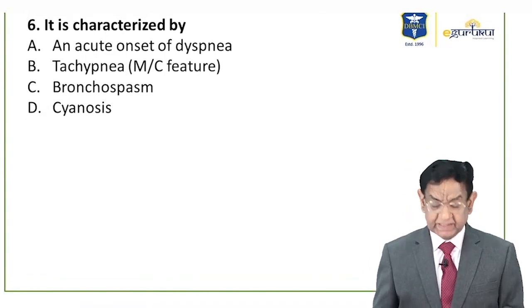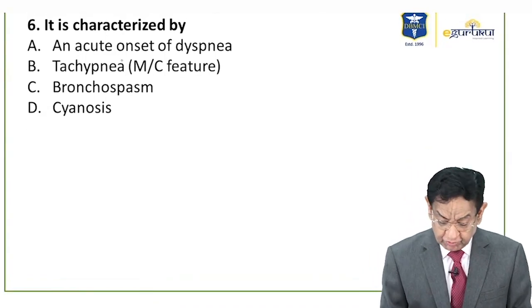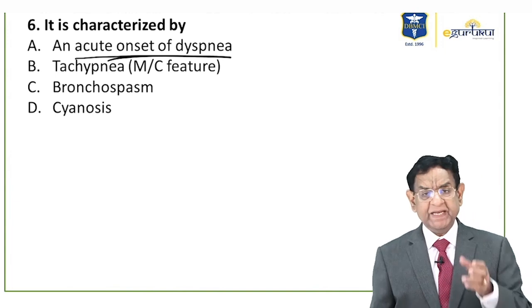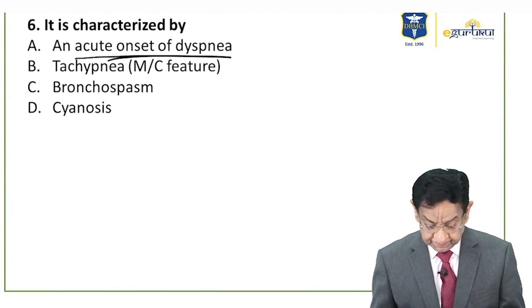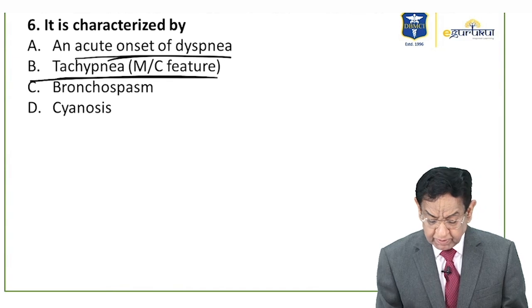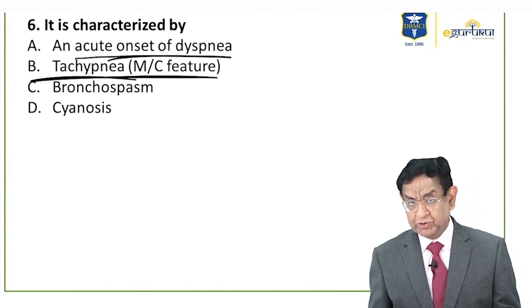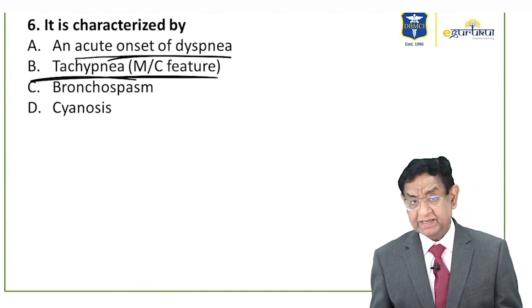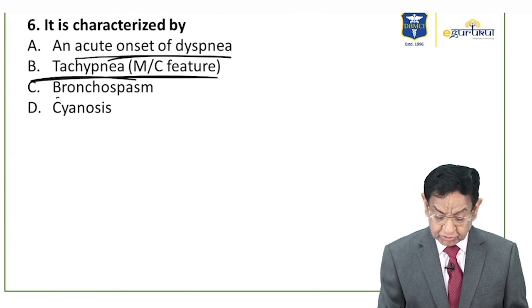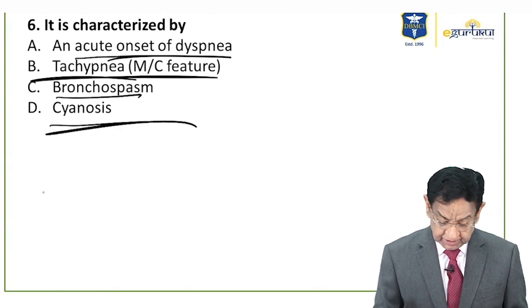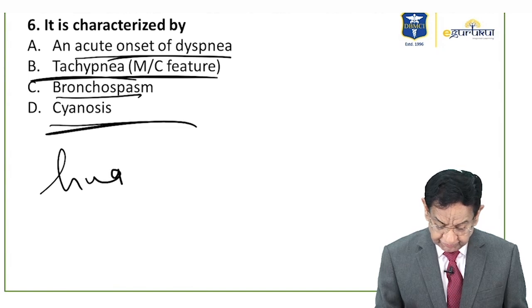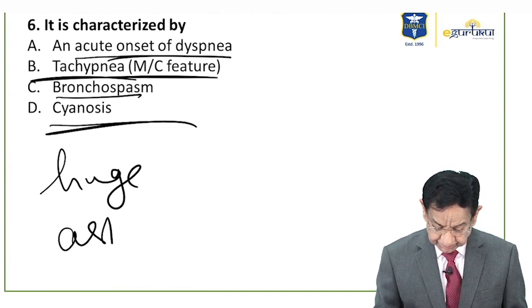Well, what is it characterized by? Acute onset dyspnea, especially if it is occurring in the setting of an unconscious patient. Tachypnea is the most common feature. If a huge amount of aspiration occurs, bronchospasm and cyanosis can occur, all due to the huge quantity of aspiration.